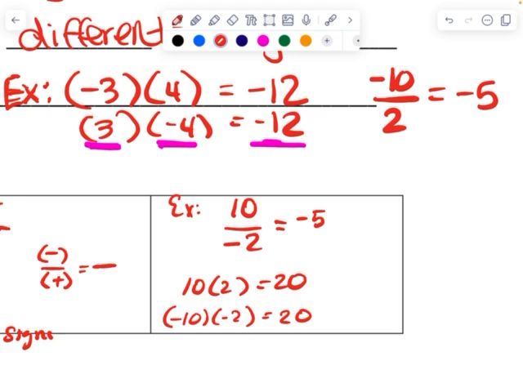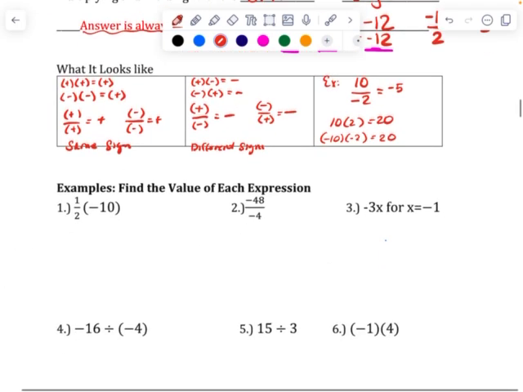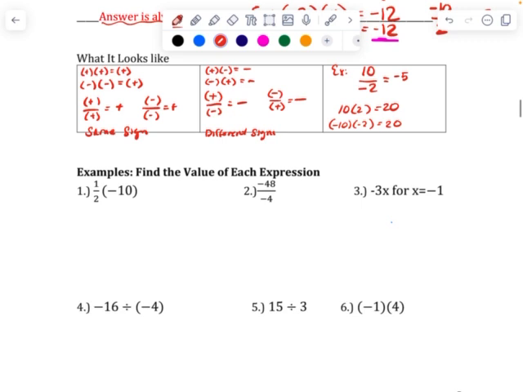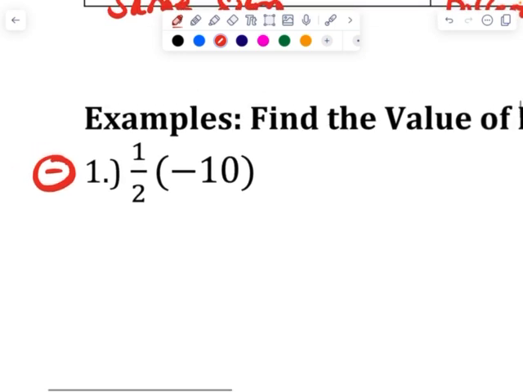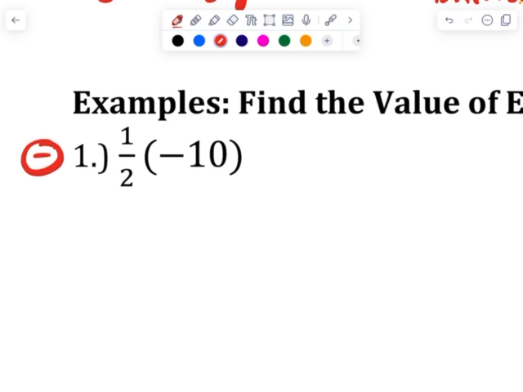All right? So let's practice with this. For the next 6 examples, we're going to use these rules about different signs and same signs. But before, I'd like you to go through and just write the sign of what the answer will be. So if I look here at number 1, I have 1/2 times -10. Well, I have a positive times a negative, so I know I'm going to have a negative. I'd like you to go ahead and do that for all of them, and then come back and check your answers.